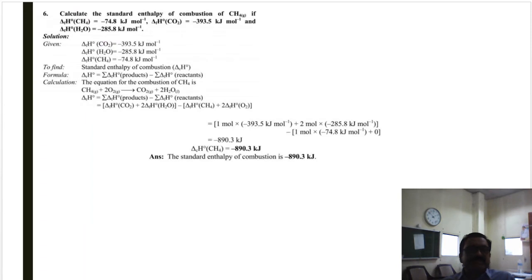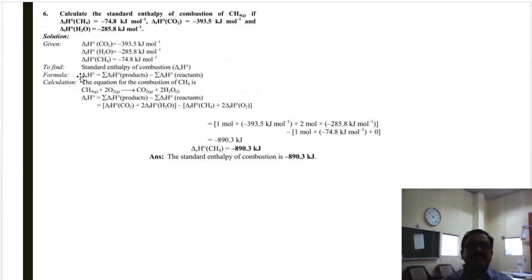6 नंबरचं क्वेश्चन, शॉर्ट आन्सर क्वेश्चन फॉर 2 मार्क्स. Calculate the standard enthalpy of combustion of CH4. मिथेनची आपल्याला एन्थॅल्पी कॅल्क्युलेट करायची, त्यासाठी आपल्याला दिले बघा: if enthalpy of formation of CH4 is equal to minus 74.8 kilojoules. तसंच कार्बन डायऑक्साइडची एन्थॅल्पी ऑफ फॉर्मेशन आपल्याला दिली minus 393.5 kilojoules per mole आणि वॉटरची सुद्धा आपल्याला व्हॅल्यू दिली minus 285.8 kilojoules per mole. जो डाटा दिला होता तो व्यवस्थित परत एकदा आपण लिहून घेतलाय.